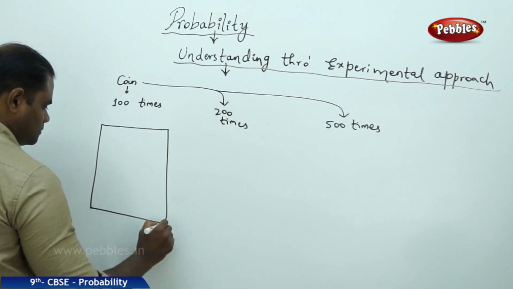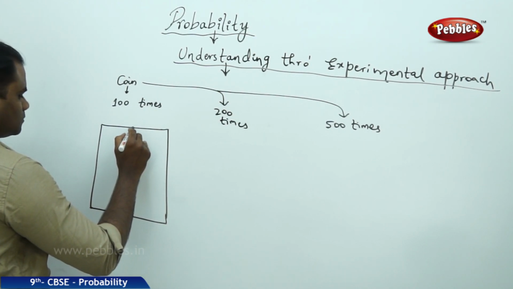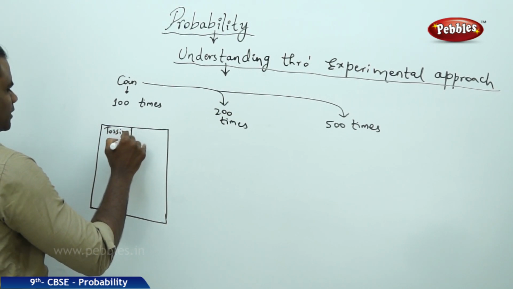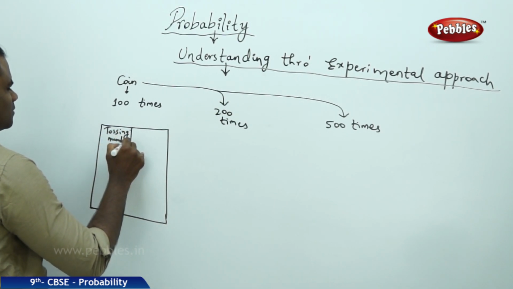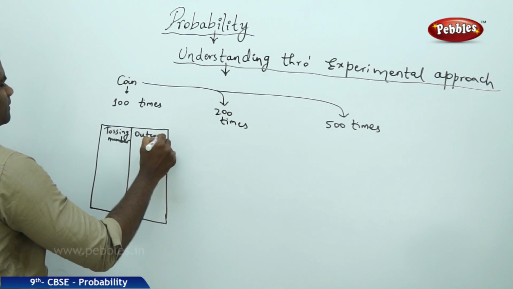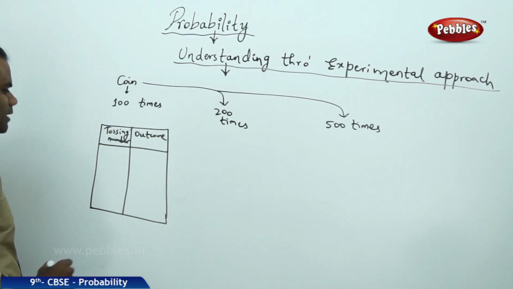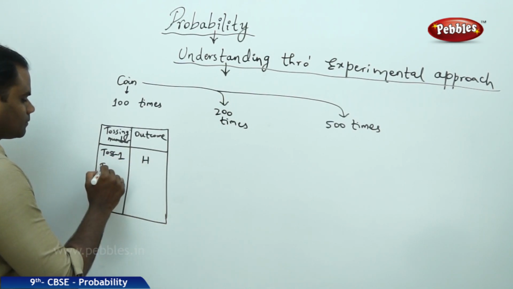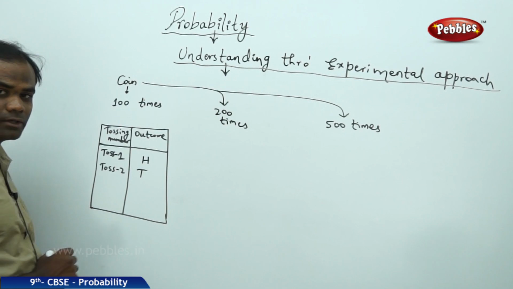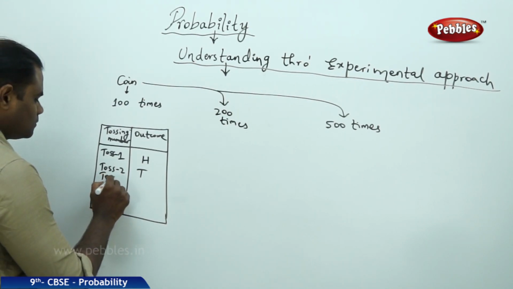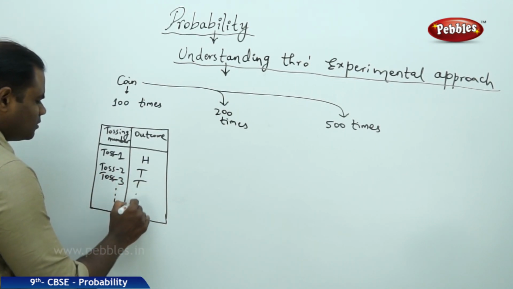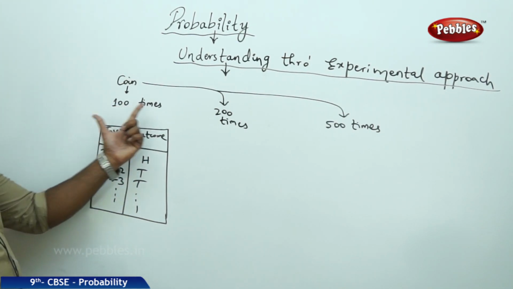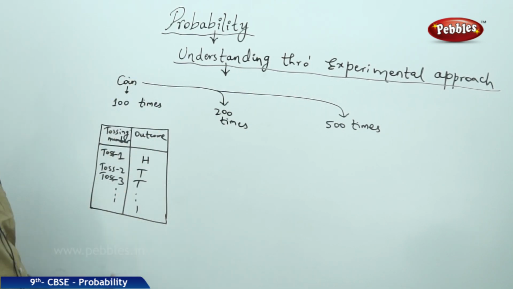So here I take the tossing number and I take the outcome. Say in toss 1, I got a head. In toss 2, I got a tail. In toss 3, again I got a tail, and so on and so forth, is how I record up to 100 times, because there are 100 tosses in the first case.